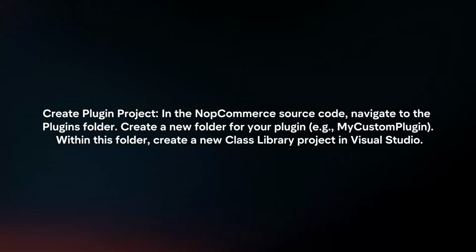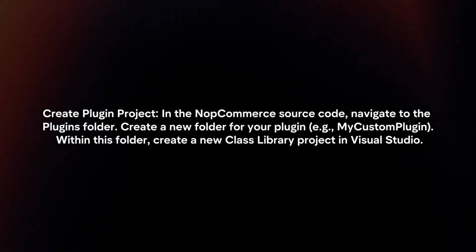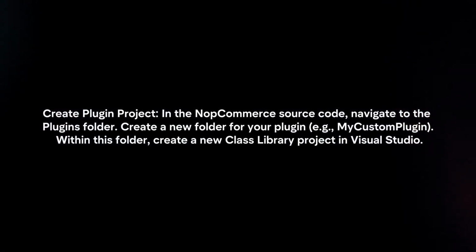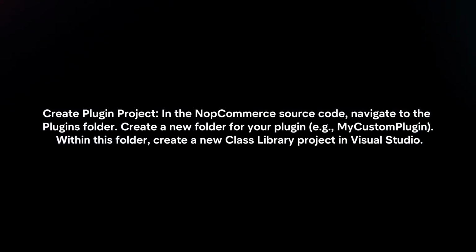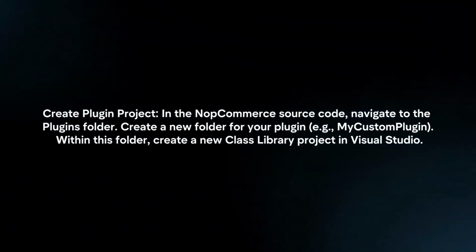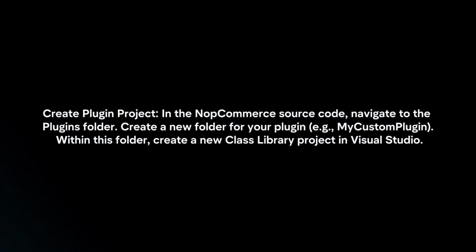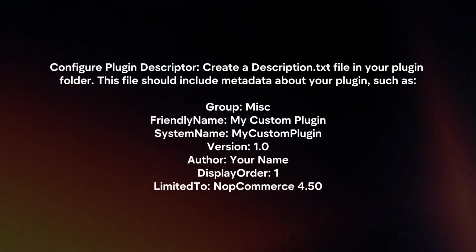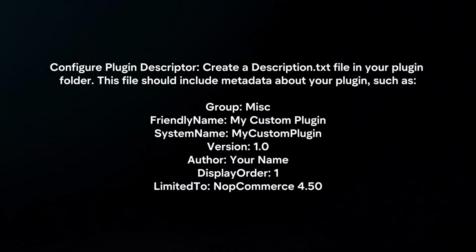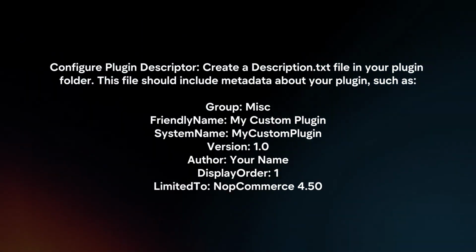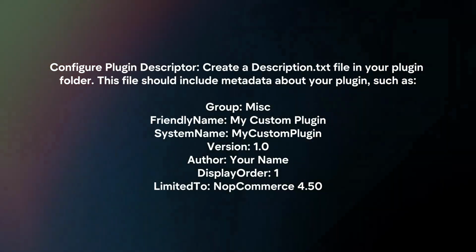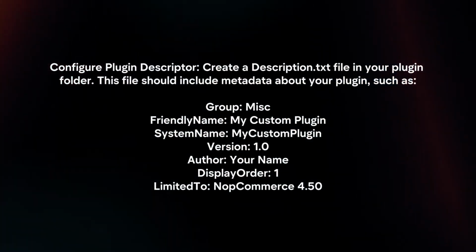Create plugin project. In the NopCommerce source code, navigate to the plugins folder. Create a new folder for your plugin. Within this folder, create a new class library project in Visual Studio. Configure plugin descriptor. Create a description.txt file in your plugin folder. This file should include metadata about your plugin, such as the following.